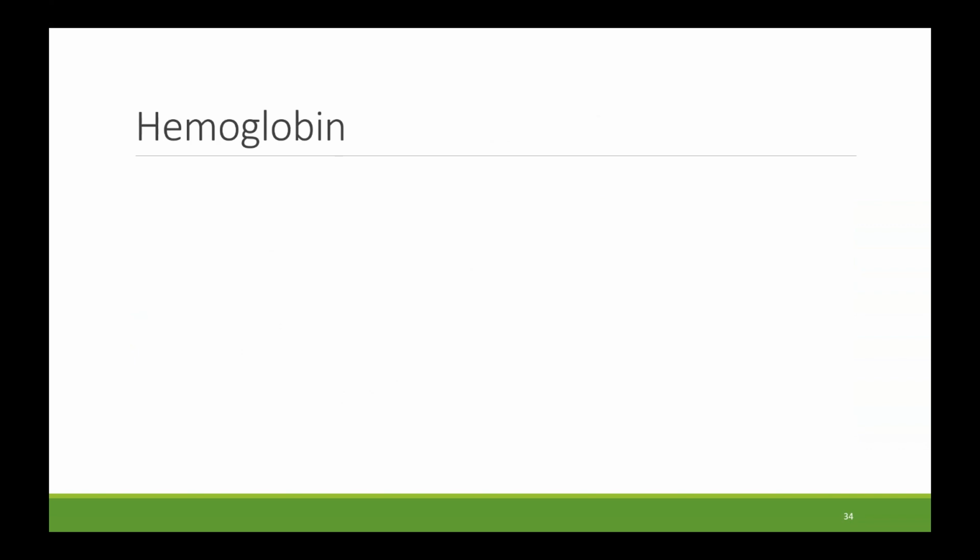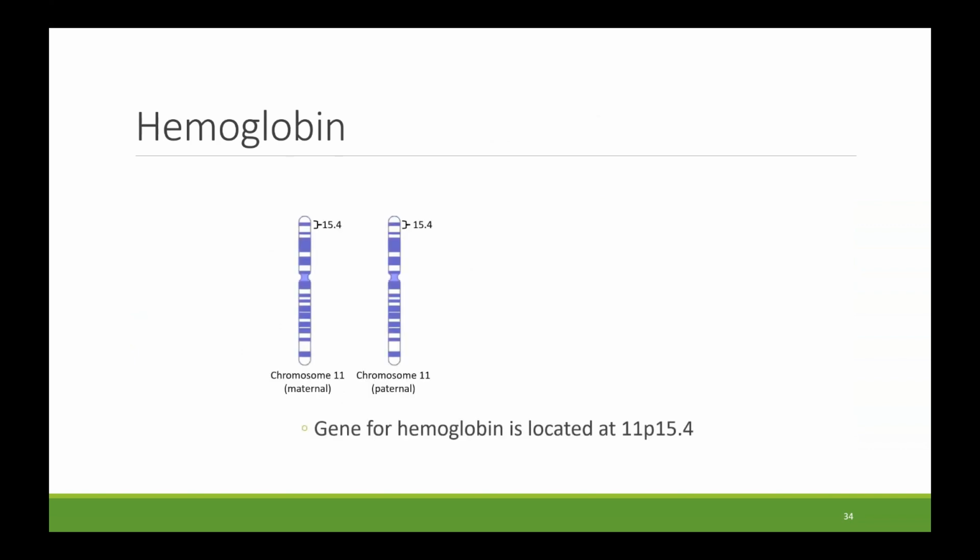So let's talk a little bit more about this hemoglobin protein. The gene for creating the hemoglobin protein is located at 11p15.4, which, to remind you, means human chromosome 11, the P arm, which is the small arm, and site 15.4 on the P arm. So here I'm showing you both copies of chromosome 11, because remember, each chromosome comes in a set of 2. One comes from your mom and one comes from your dad, and each one of them has a hemoglobin gene on it.